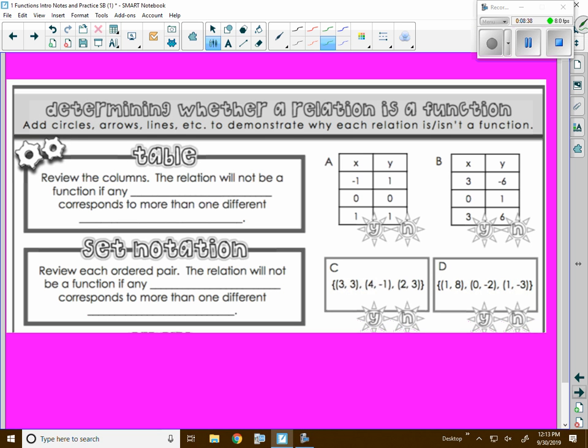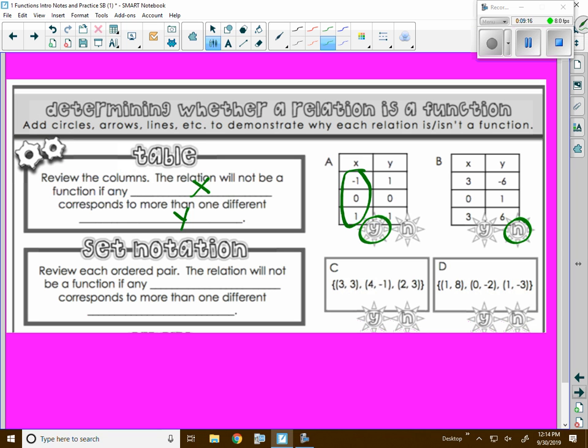Okay, so determining whether a relation is a function. Let's look at a table. The relation will not be a function if any X corresponds to more than one Y. So look at table A. I just want you to focus on the X values. Are there any repeats? No. So yes, this is a function. What about table B? Is it a function? No, because there's a 3 repeated in the X column.